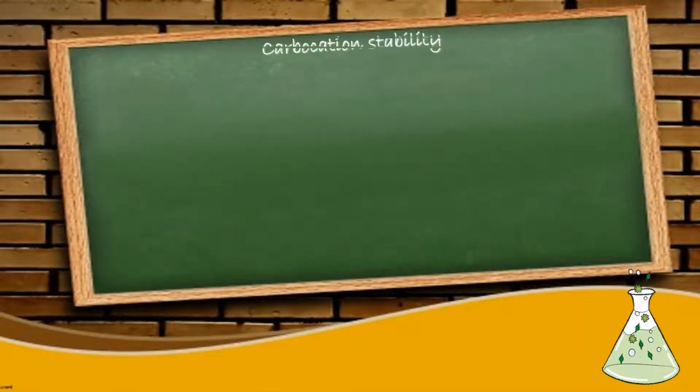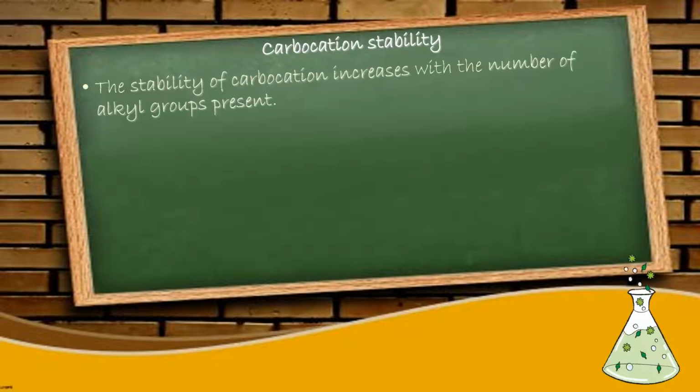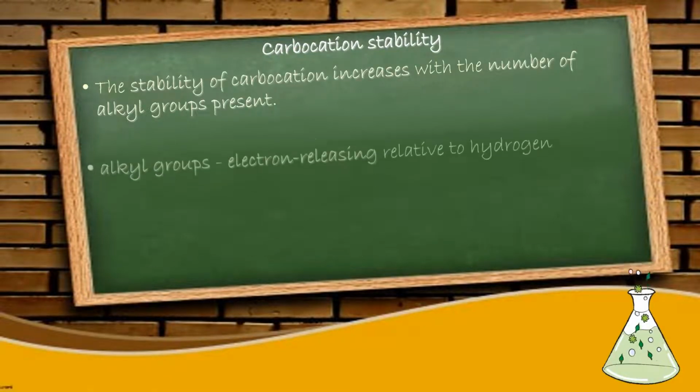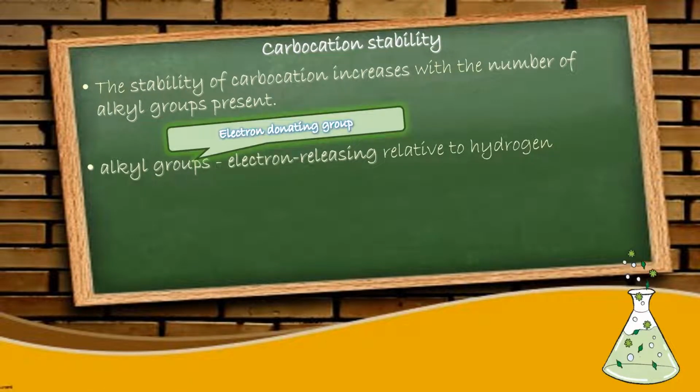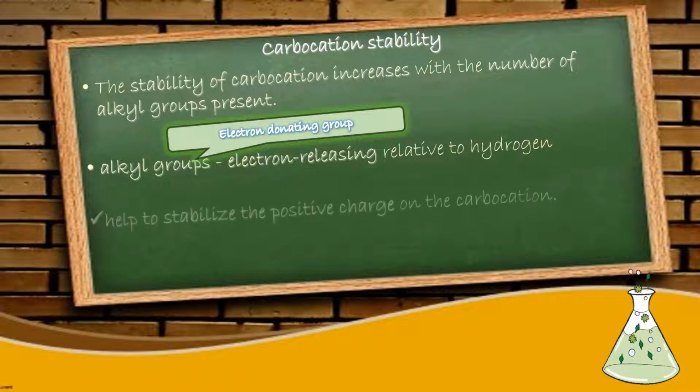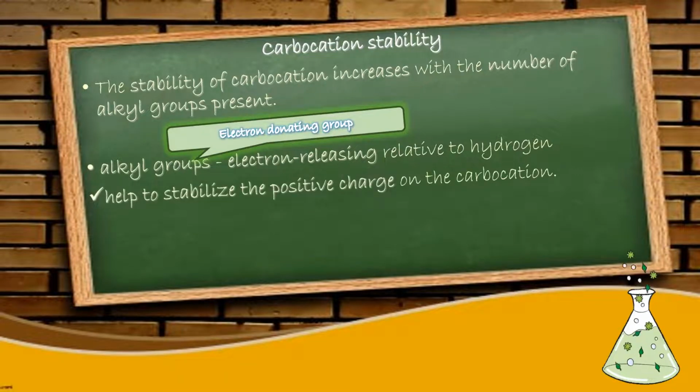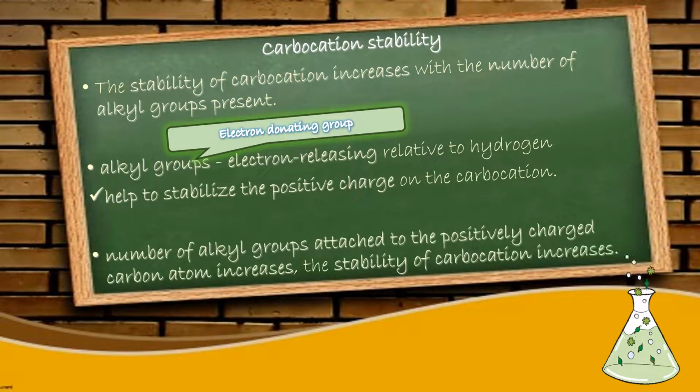Carbocation stability. The stability of carbocation increases with the number of alkyl groups present. Alkyl groups, also known as electron donating groups, are electron releasing relative to hydrogen, which will help to stabilize the positive charge on the carbocation. As the number of alkyl groups attached to the positively charged carbon atom increases, the stability of carbocation increases.